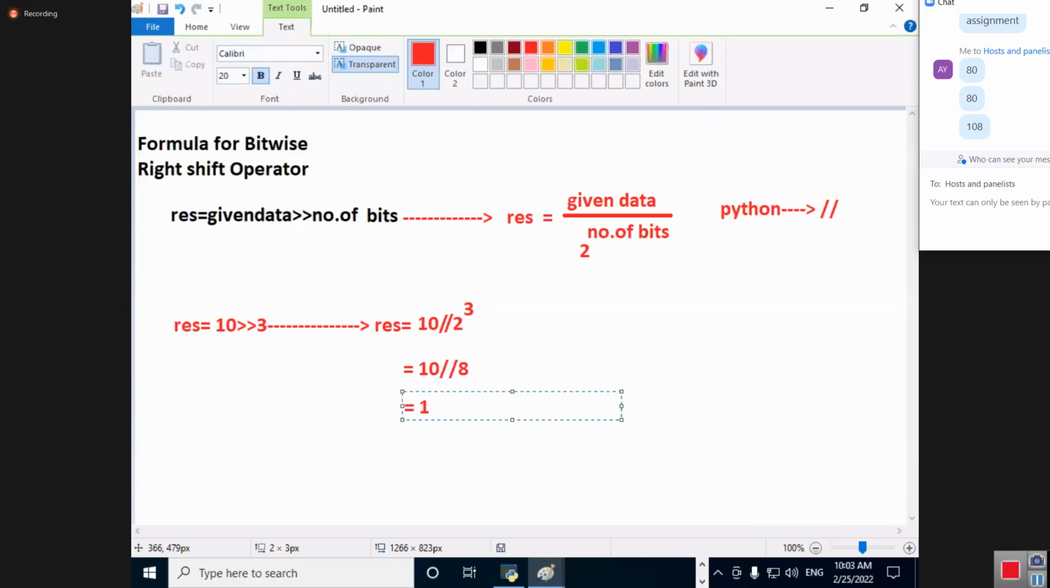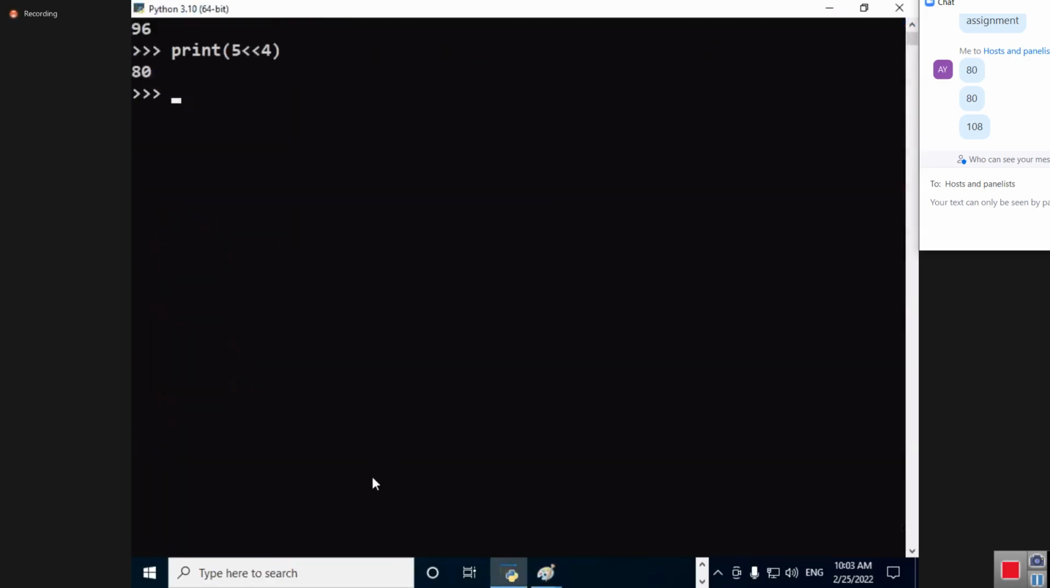Understand? Let us go to the environment testing level. A is equal to 10. C is equal to A double less than 2, that is left shift. Print of C. Now change C to right shift. No problem, carefully observe it. Print of C. The answer is 1.